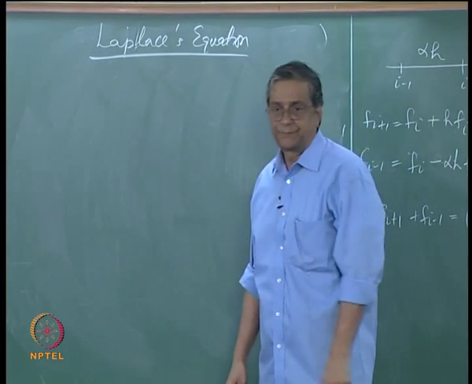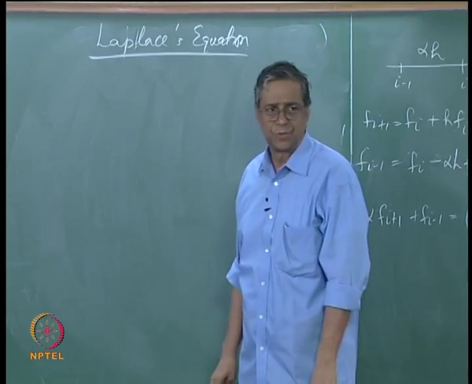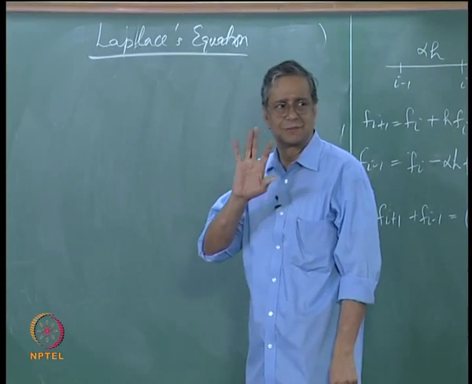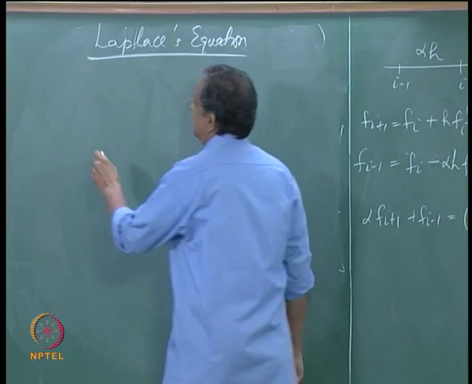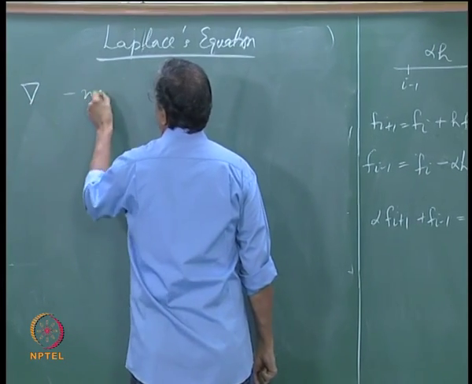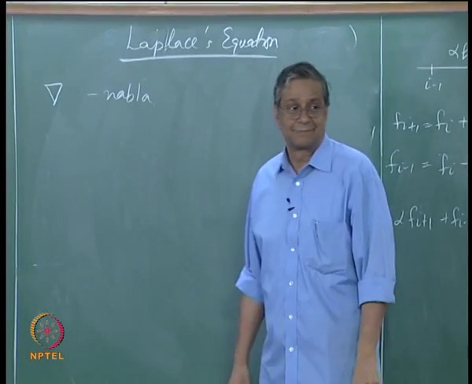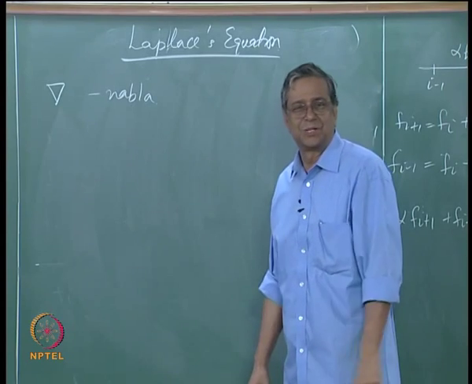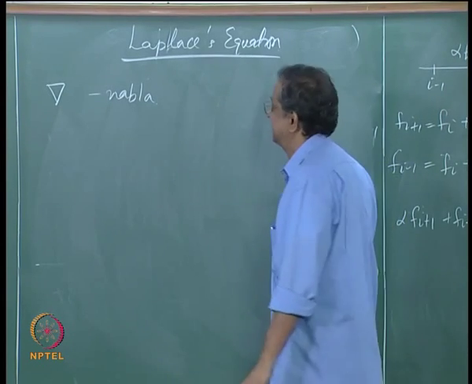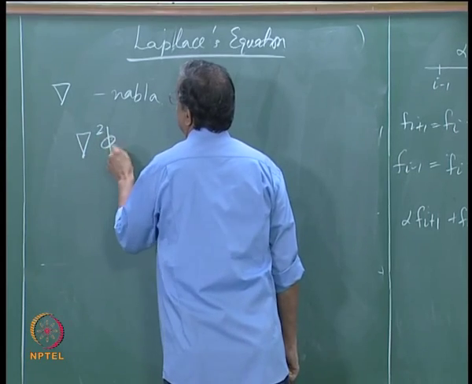Okay. So we look at Laplace's equation in two dimensions. I am going to stick to two dimensions here. This symbol is called nabla. We are used to calling it del, but it is called nabla. So this would be nabla squared phi equals 0.